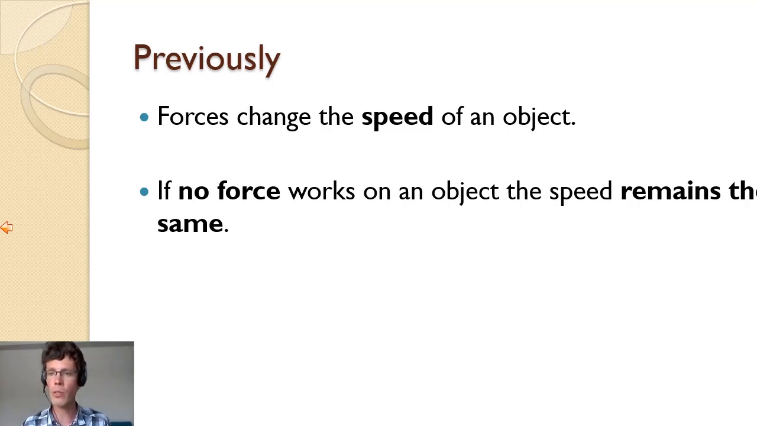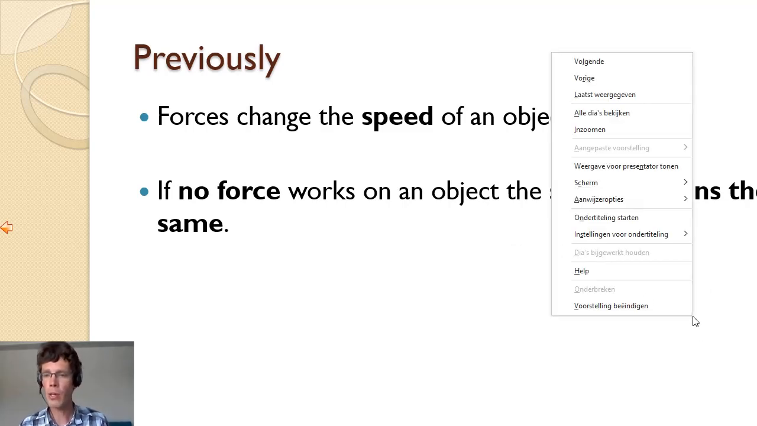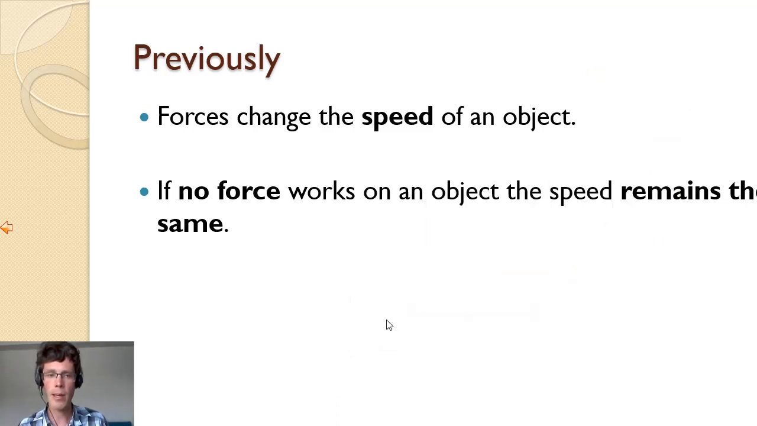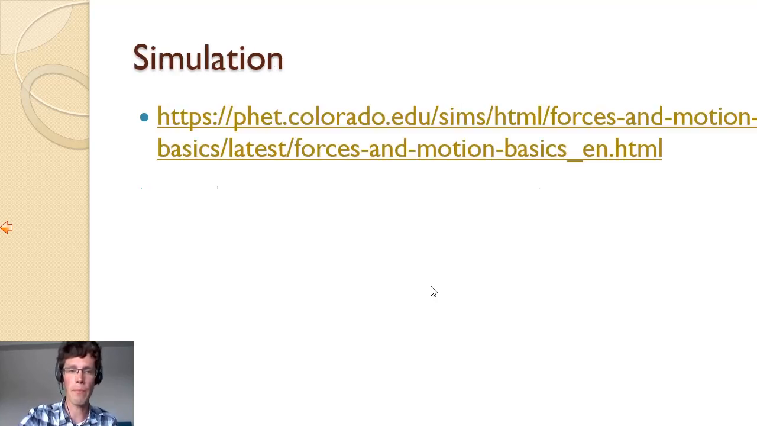If there is no force working on the object, that means that the speed will remain the same. And it doesn't matter if there's no force because nobody's pushing on an object, or if there is no net force because there are two forces working on an object but they cancel each other out. The effect is the same, there's no force, so the speed remains the same.